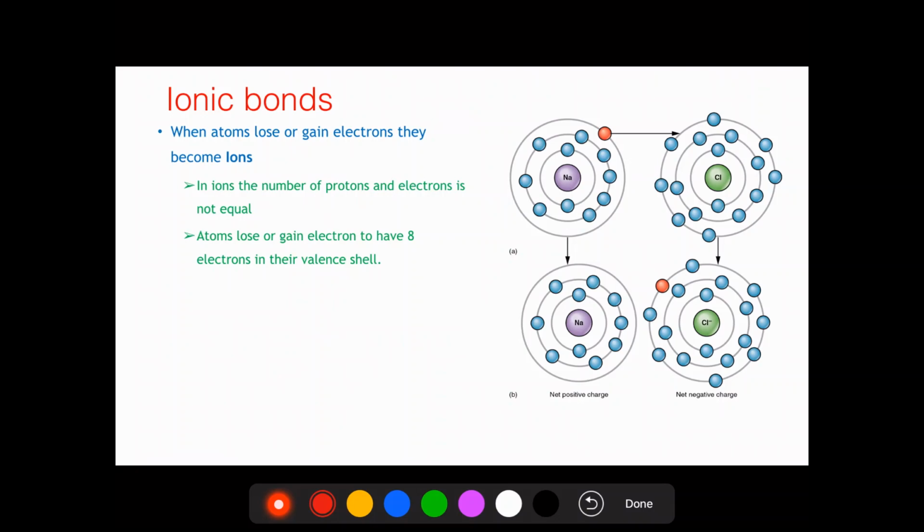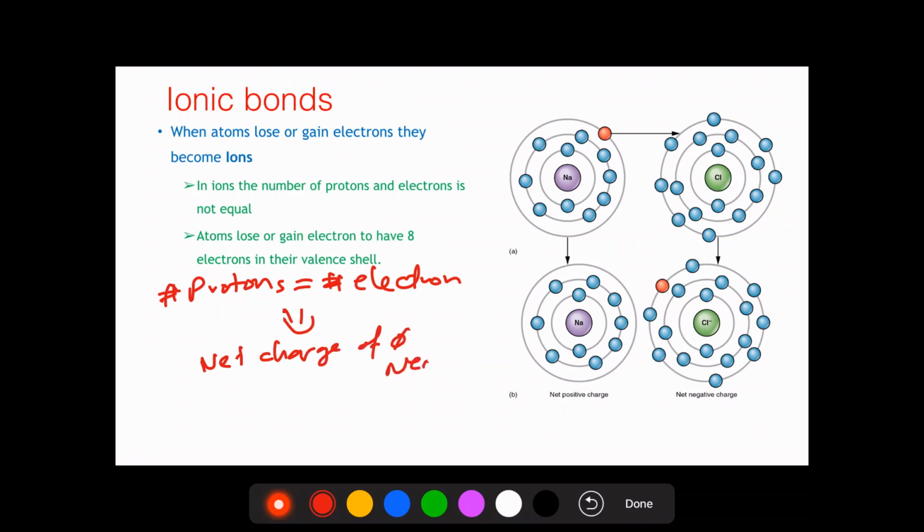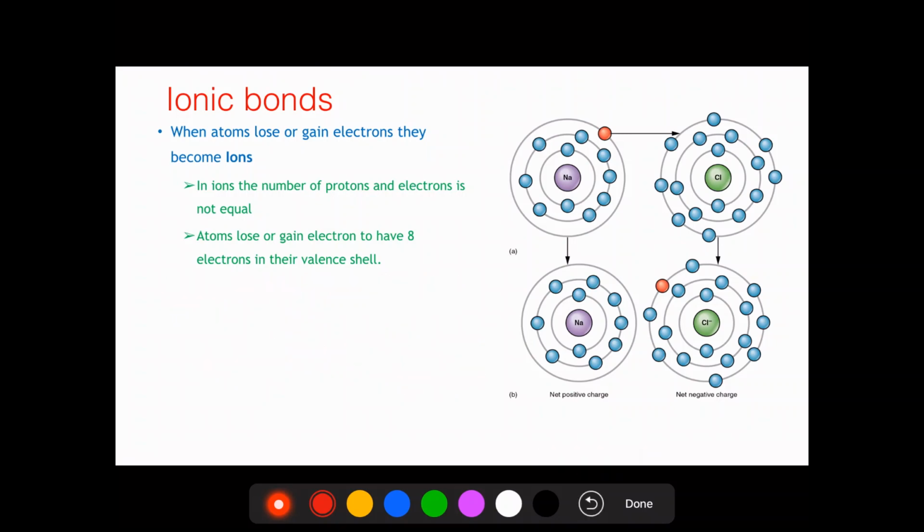Now, with the ionic bond, before going to this, let's just recap. We said we usually have equal numbers of protons and electrons, and in this case we will have a net charge of 0, or neutral net charge. But this is not always the case, because we saw that there are atoms that tend to lose electrons, and there are atoms that gain electrons, again to fulfill the octet rule.